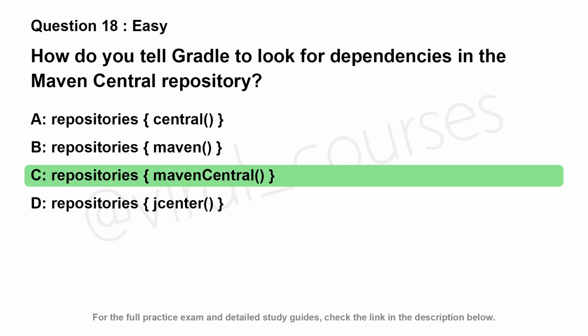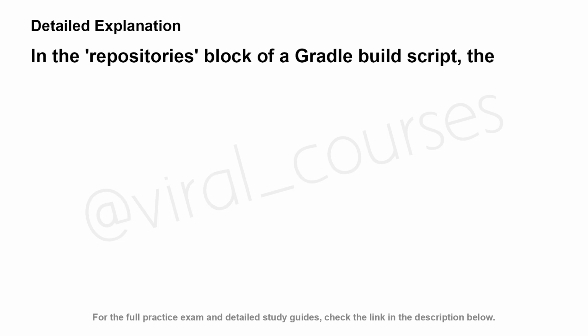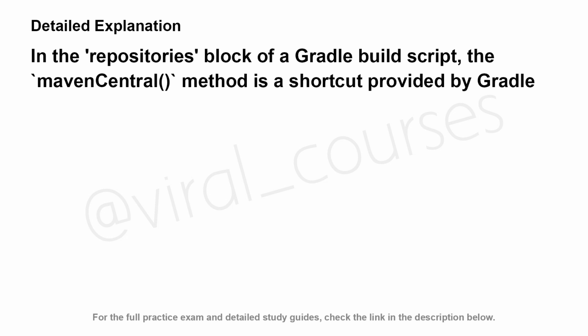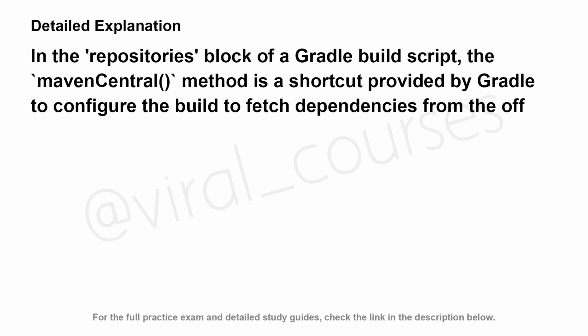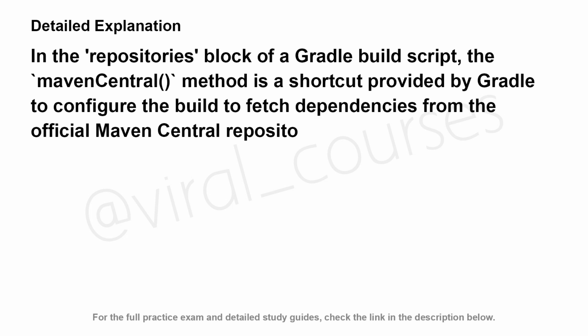The correct answer is C. In the repositories block of a Gradle build script, the mavenCentral() method is a shortcut provided by Gradle to configure the build to fetch dependencies from the official Maven Central repository.